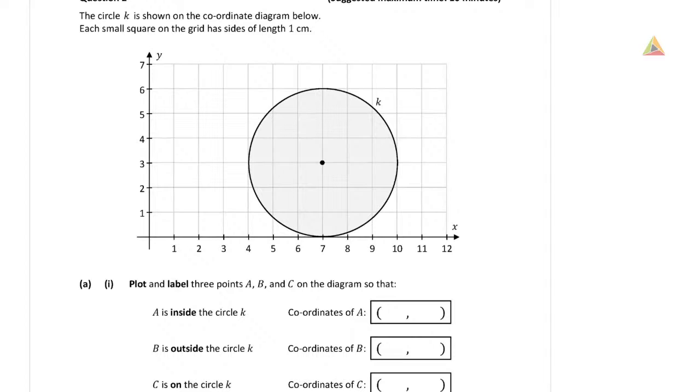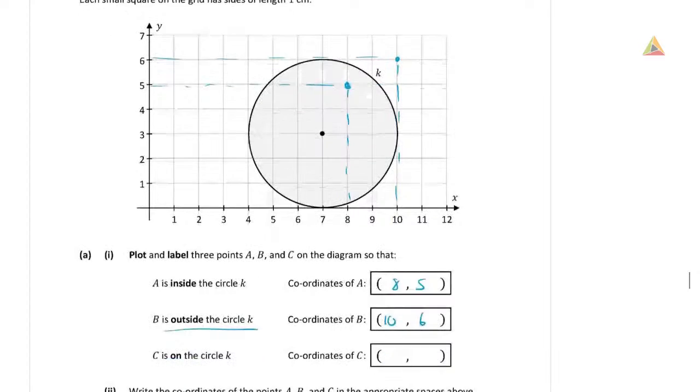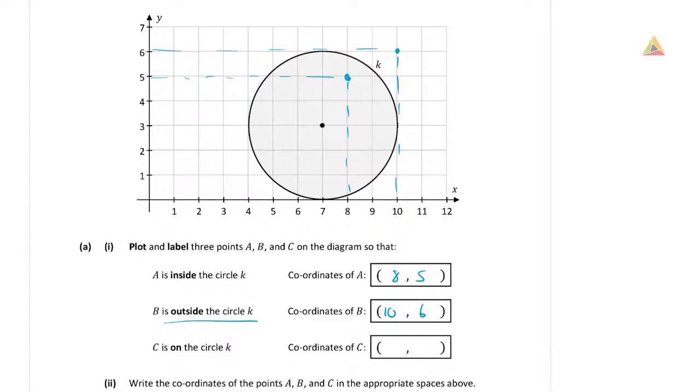So I'm going to go for this point here. So this is the point 8, 5. So the point 8, 5 is inside the circle K. B is going to be outside the circle K. So I'm going to pick this point here. This point here will be 10, 6. And then C is on the circle K. So you have to pick a point that's on the circle K. I'm going to go for this point here. That's the point 4, 3.